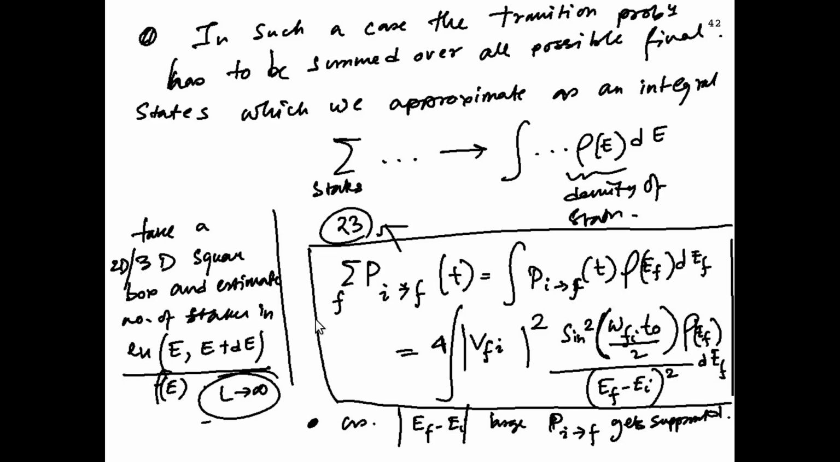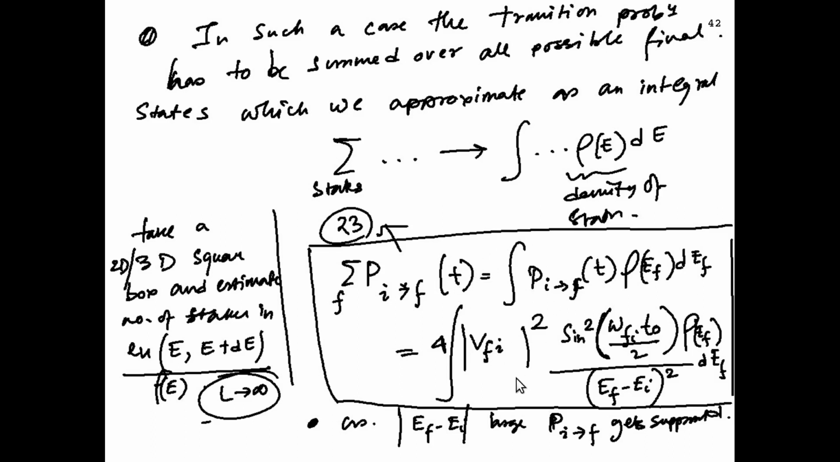So now how does the formula change for this transition probability? The probability of going from I to F at time t has to be summed over these F's which are possible, and that forms a continuum. So you replace that by this integral: the probability of going from I to F integrated over rho(EF) dEF.